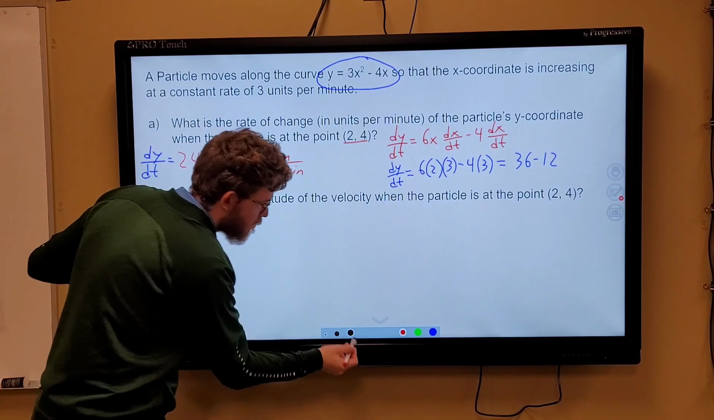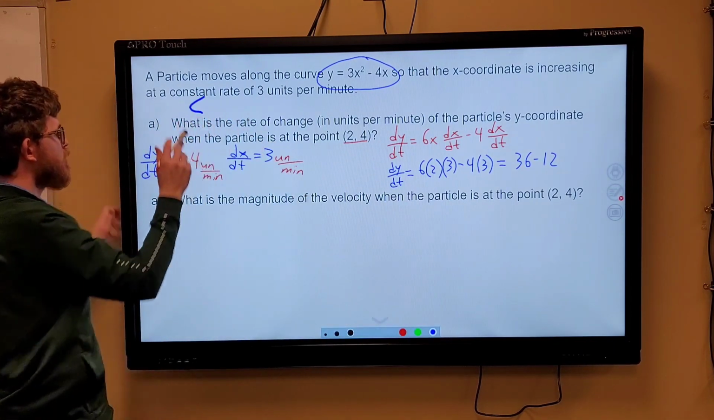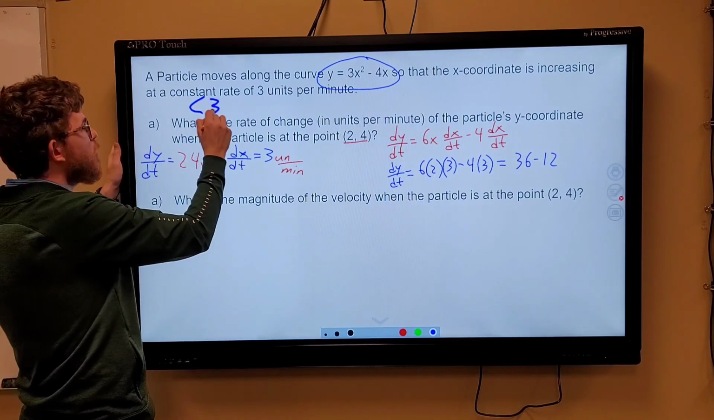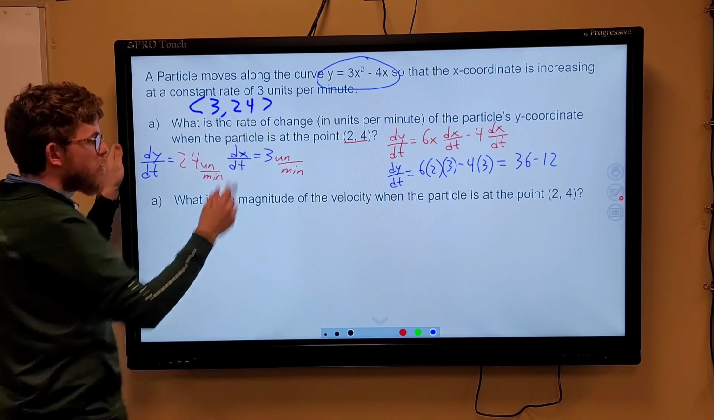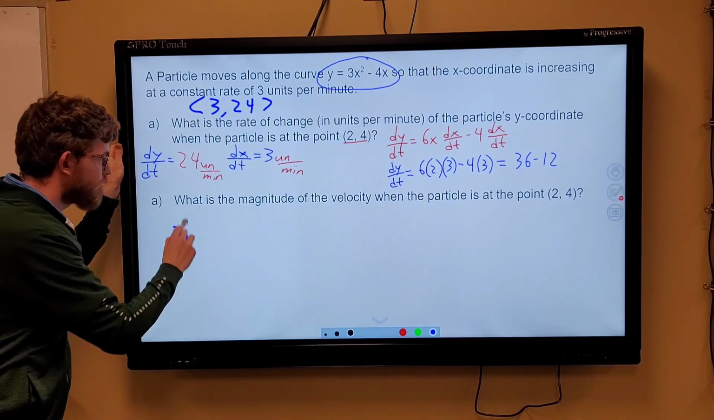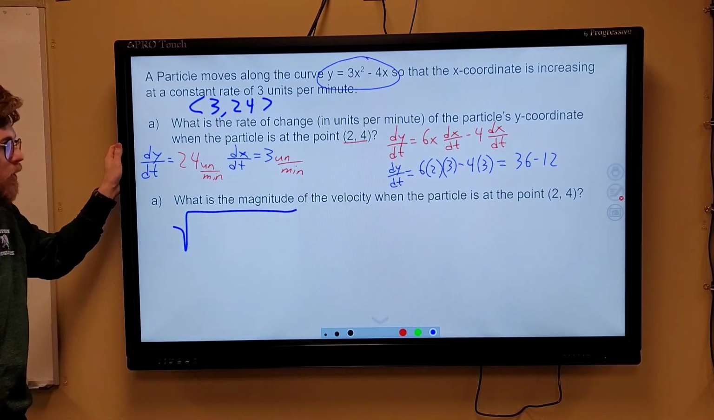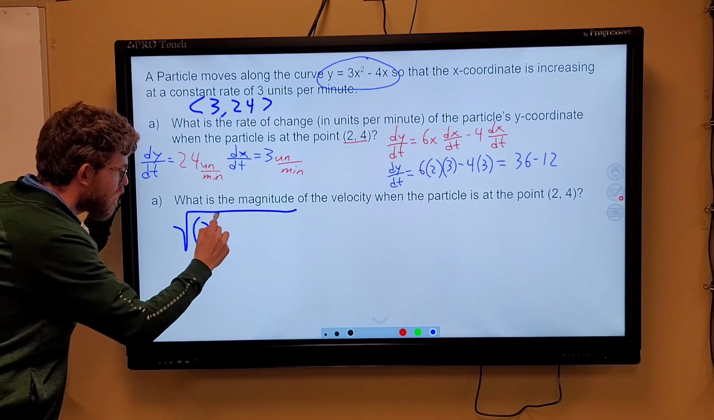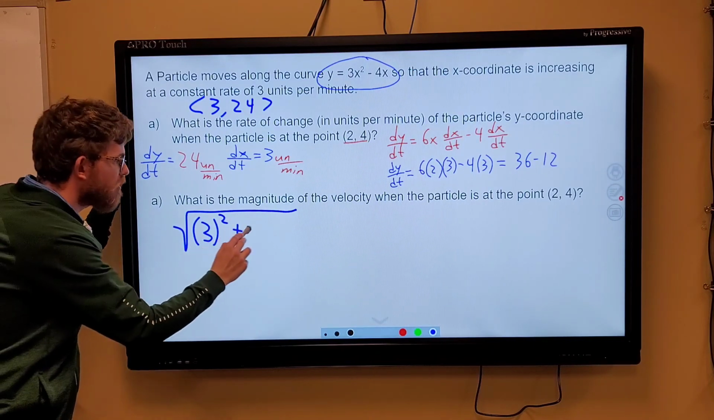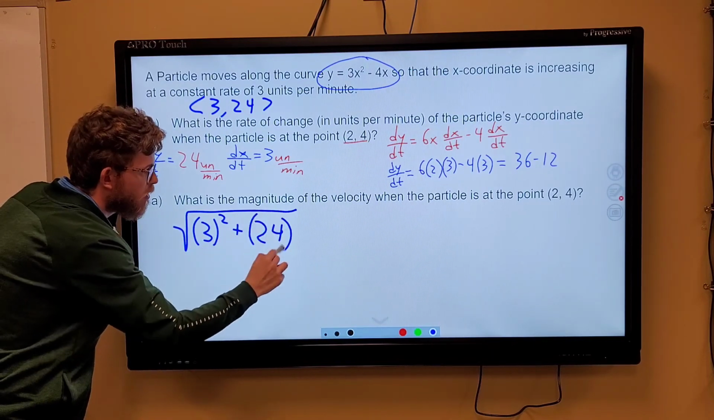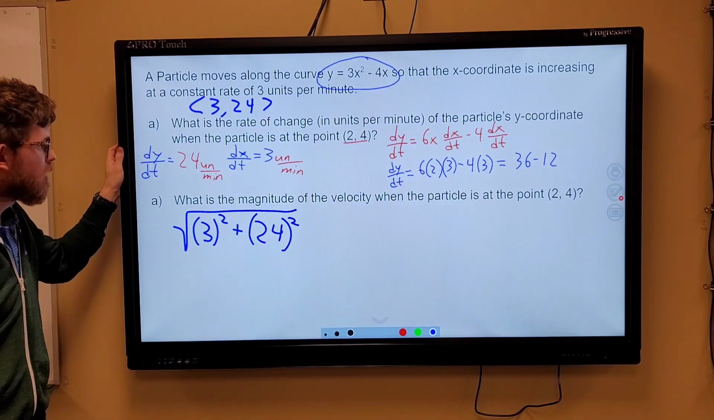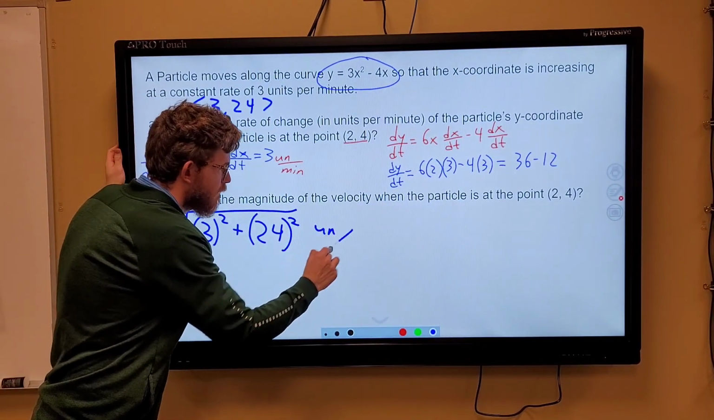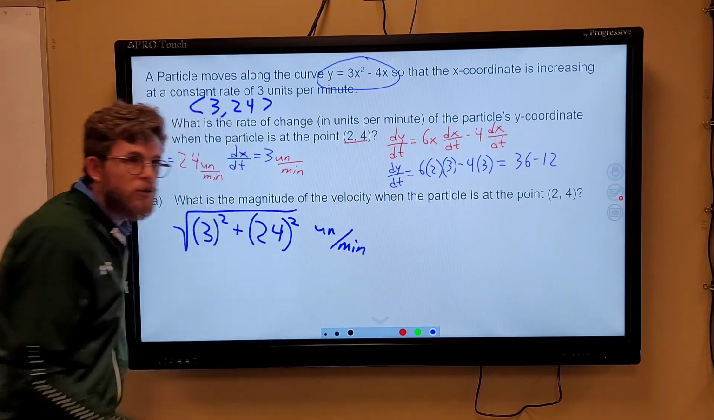Now our velocity vector at this moment, with our x component and our y component, is 3, 24. The magnitude of our velocity would be the x component of our velocity squared plus the y component of our velocity squared, and we would still be in units per minute.